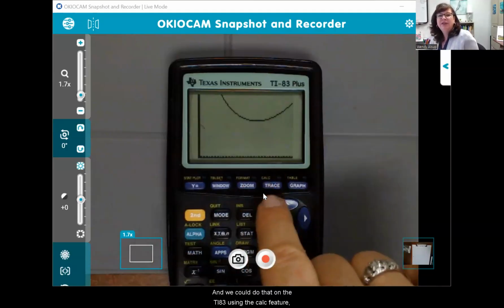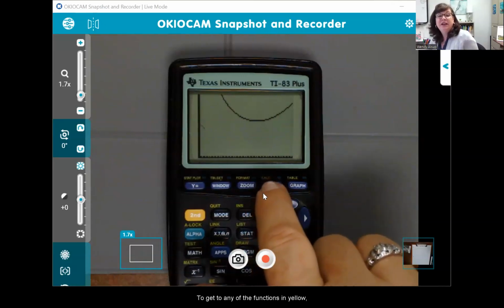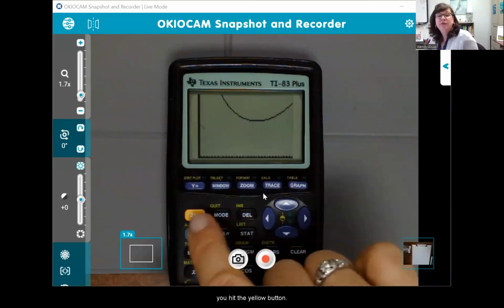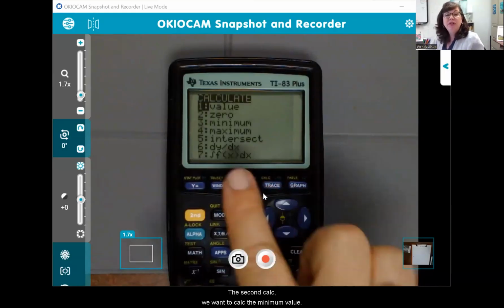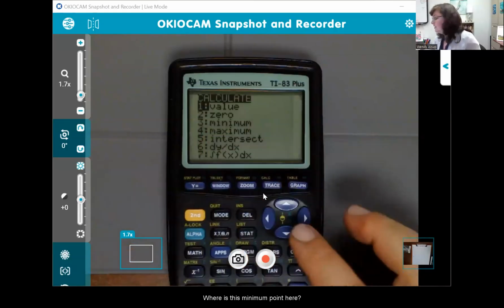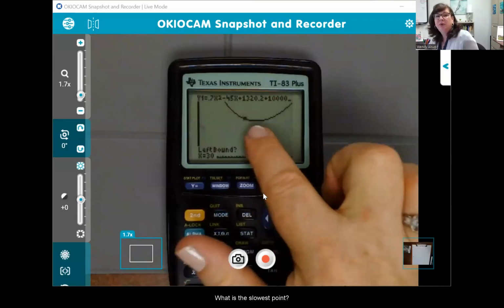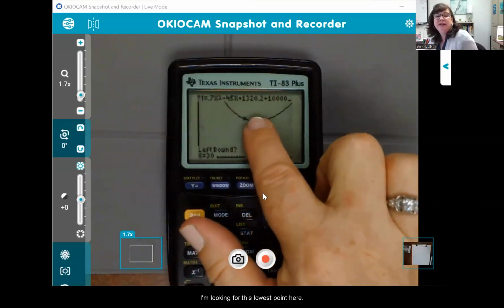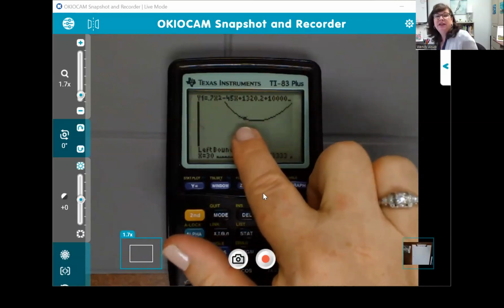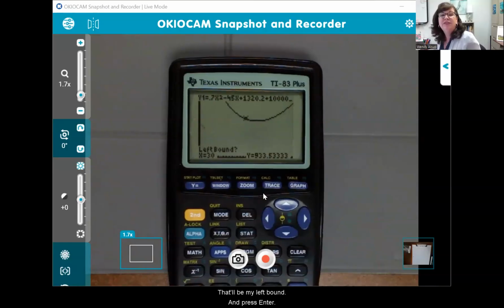And we could do that on the TI-83 using the calc feature, which is above trace. To get to any of the functions in yellow, you hit the yellow button, the second calc. We want to calc the minimum value. Where's this minimum point here? What is this lowest point? And it'll say, well, what's the left bound? I'm looking for this lowest point here. So I want to first tell it, I want it a little bit to the left of that. That'll be my left bound, and press enter.